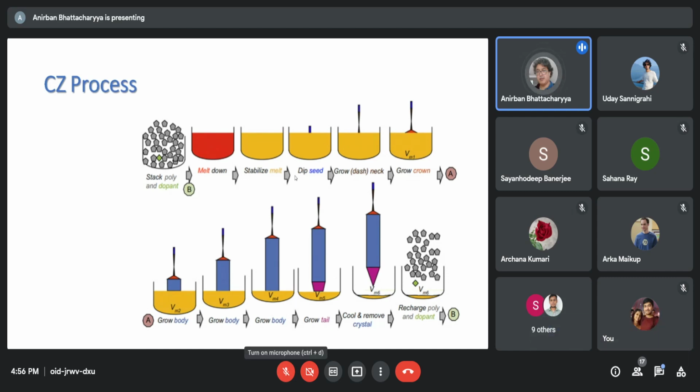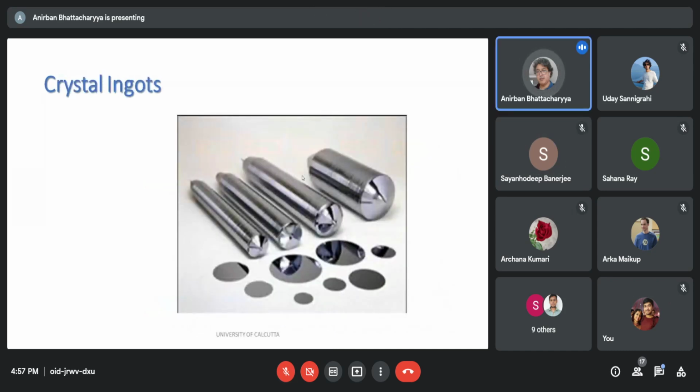Okay. So any questions regarding this process? Anybody? No, sir. And then finally, when you do that, it looks like this. Can you see the seeds? They're like little arrows at the top, and then they have grown big, big, big, like a big cylinder. And then you can see these are called ingots.